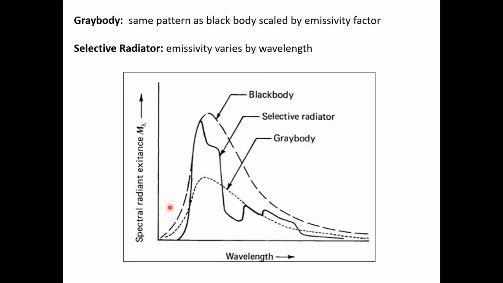That's a gray body. A selective radiator is the opposite. It follows its own pattern. It might mimic the black body, but then you might have these big gaps where it's not emitting much radiation. That's because most materials, and most rocks for sure, are selective radiators. They're not able to radiate certain wavelengths of energy, typically because their molecules cannot vibrate with that particular frequency. So they're unable to actually radiate in that wavelength. That would be a selective radiator.